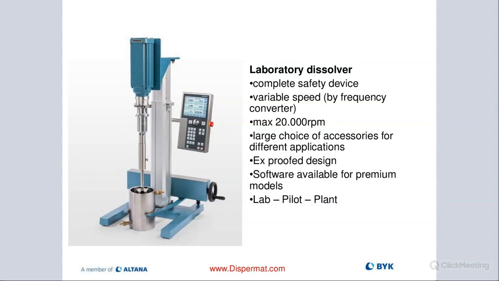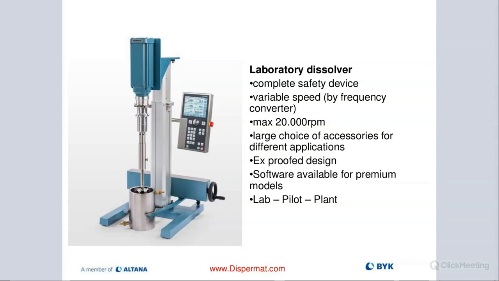So with that, this is just an example of a lab scale Dispermat. It's shown here as a dissolver, again giving you all the different capabilities to upgrade to a media mill on the same machine.